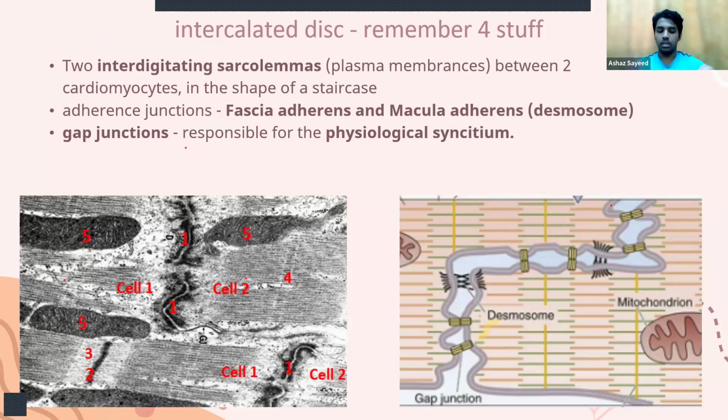Sarcolemma basically means the plasma membrane. So the plasma membrane of the first cardiomyocyte goes very close to the plasma membrane of the second cardiomyocyte, in the shape of a staircase, as you can see in the diagram here.